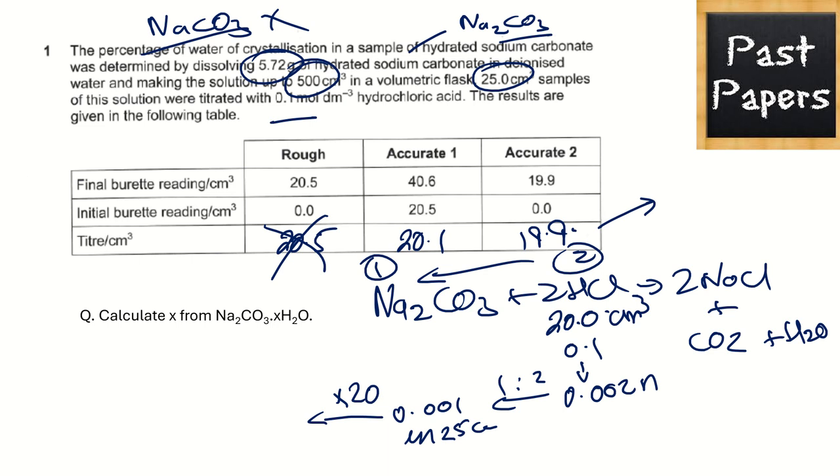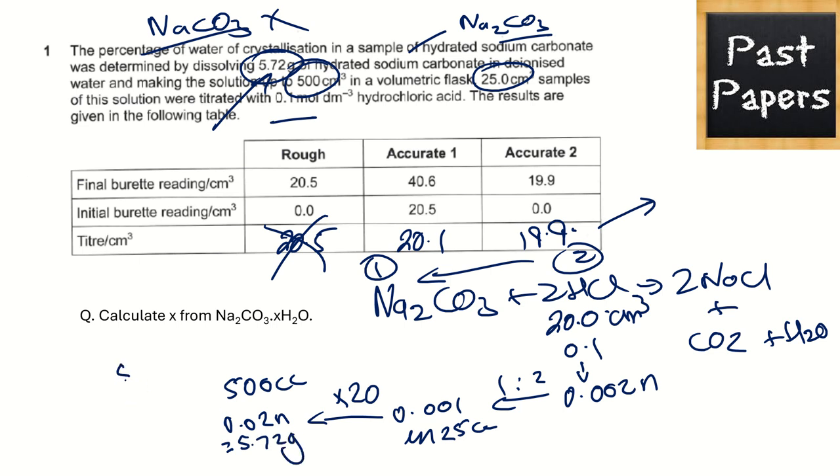So I take my 0.001 and I'm multiplying that by 20 to work out. So that gives me 0.02 moles. Remember, that's in my 500 cc's. That 500 cc's was made up of 5.72 grams. So that number of moles is equal to 5.72 grams.